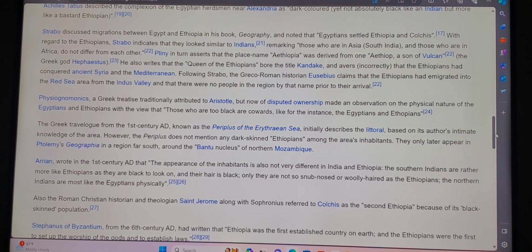The Greek travelogue from the 1st century AD, known as the Periplus of the Ethiopian Sea, initially describes the littoral based on its author's intimate knowledge of the area. However, the Periplus does not mention any dark-skinned Ethiopians among the area's inhabitants. The latter only appear in Ptolemy's Geographia in a region far south around the Bantu nucleus of northern Mozambique.